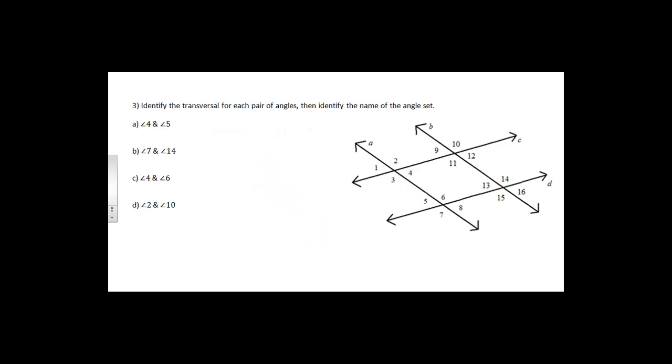Let's try the same thing with a little more complicated picture. We want to identify the transversal for each set of angles and then name what type of angle set it is. Part A, angles 4 and angle 5. Well, those two angles are both on line A. That makes it our transversal. And they're also on the interior of these two lines on opposite sides of the transversal. That makes them alternate interior angles.